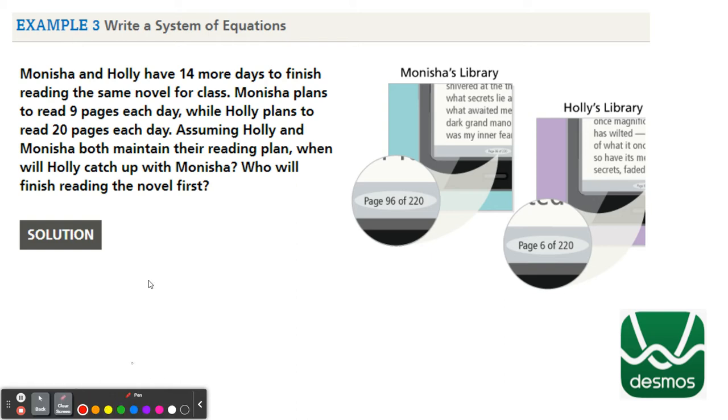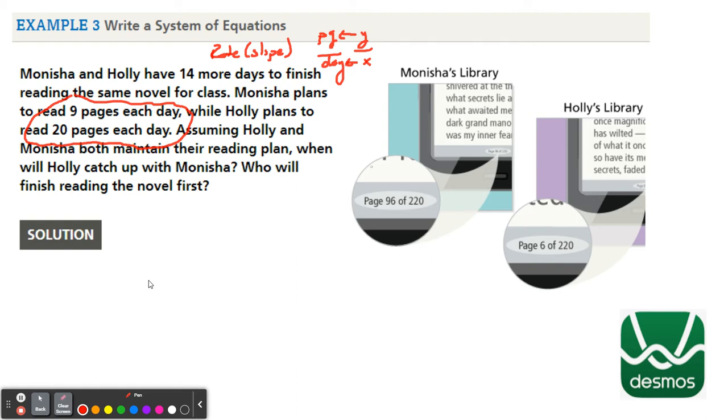So let's talk about what X and Y represent, right? Notice it says here, 9 pages and 20 pages each day. So this is your rate, this is your slope. And notice it says pages each day, pages per day, Y per X. So this is telling us that X are the days and Y are the pages we read.